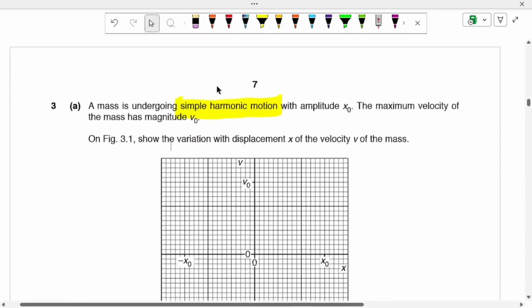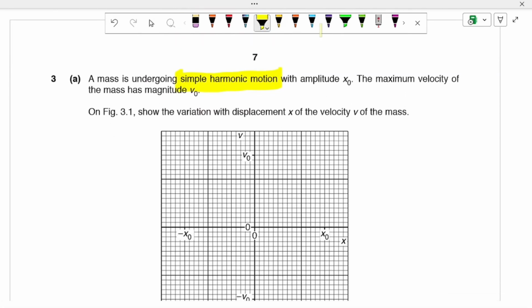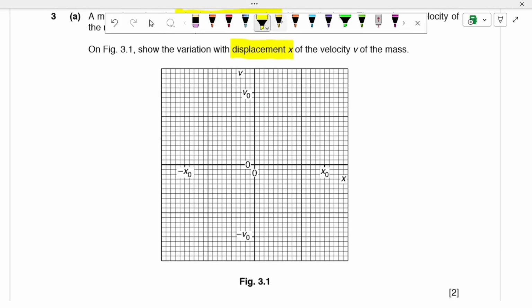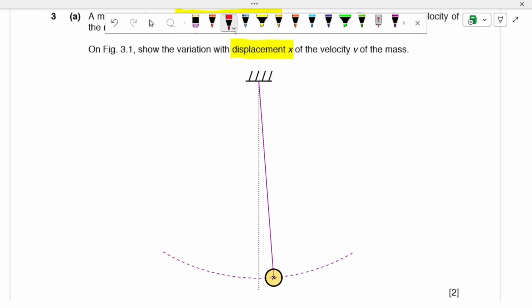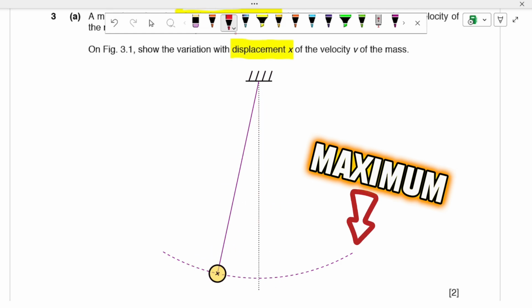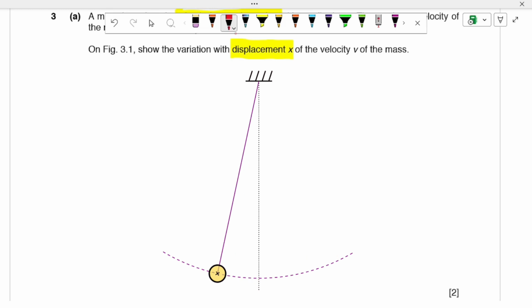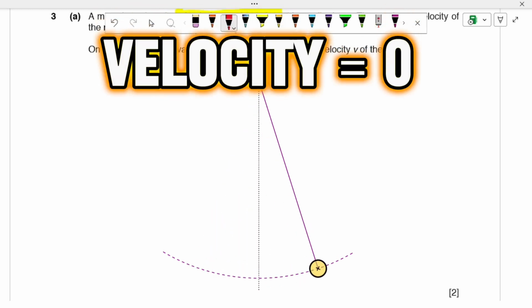So we've been asked to show the variation with displacement x of the velocity v of the mass. That mass is undergoing simple harmonic motion. If I'm looking at this graph correctly, I'm going to start by plotting points that I know. I know that at the maximum displacement on a pendulum, you have to stop so that you can come back. So if I'm at a maximum point and I'm stopping and coming back, it tells me that the velocity is 0.